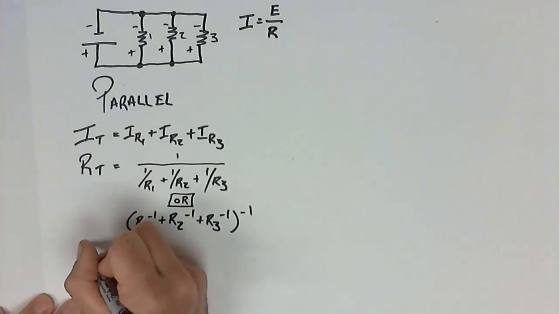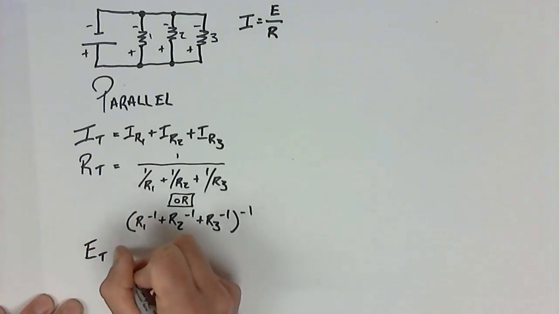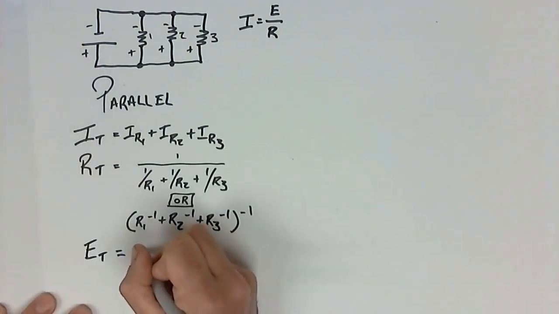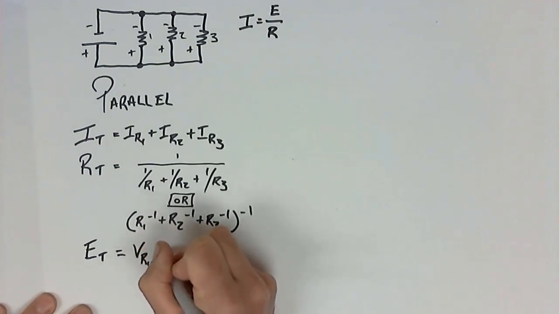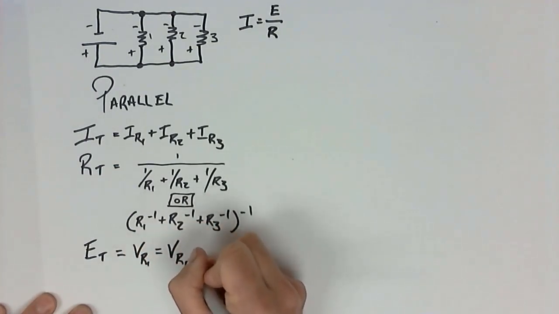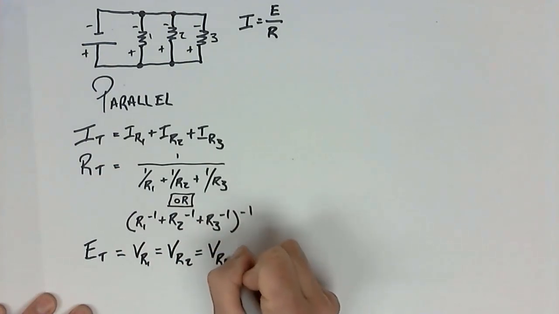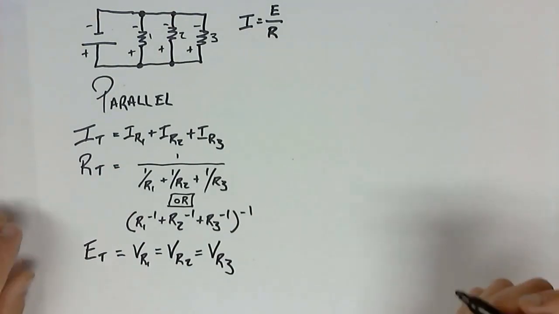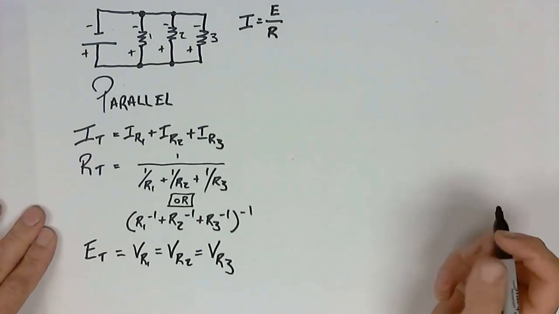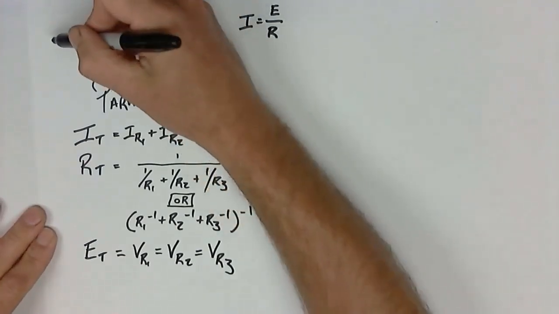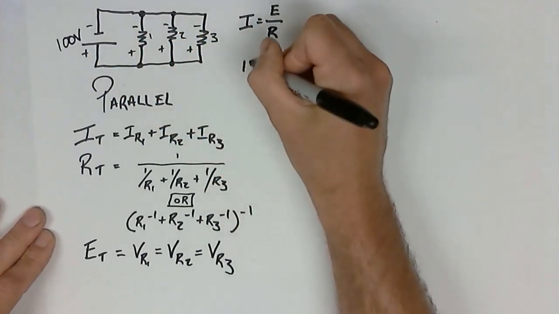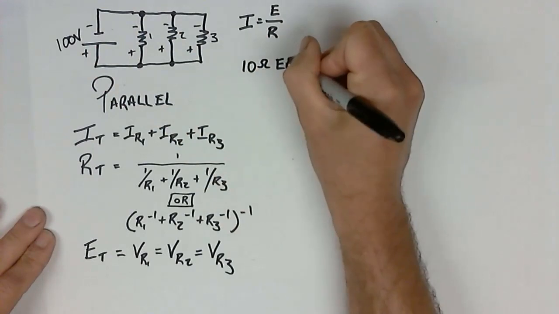The last one we have is E total. And E total, again, being my source value up here, E total is equal to the voltage across R1 and also equal to the voltage across R2 and R3. So if we wanted to do some calculations with this, what we could do is, again, use the exact same example from the previous circuit. So we take 100 volts, and we could say we have resistors that are 10 ohms each.